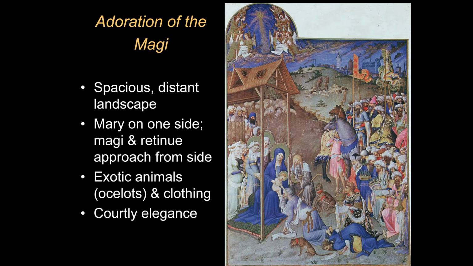And then down on earth we have this incredible panoramic landscape, filled with people. Mary is seated there, the Christ child on her lap. Joseph is kneeling beside her. And you'll see that Mary's on one side and the Magi approach from the other side with this crowd of the people who came with them.